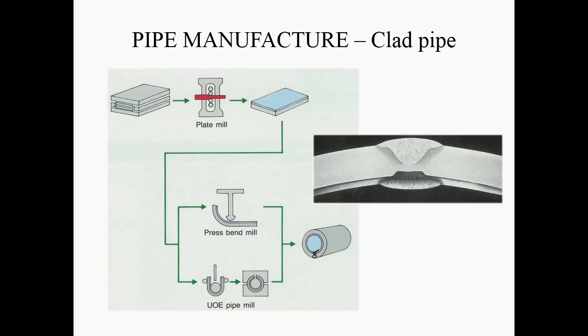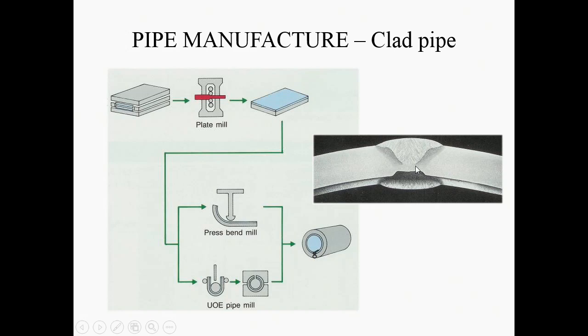And for a clad pipe, as I say, you can stack up sheets of steel, the corrosion-resistant alloys in here, some spacers. You put it through a plate mill, and then you've got two sections, one on the top, one on the bottom, where you get the corrosion-resistant alloy on top of the main alloy. And then you can press bend, or you can UOE that to make the pipe.